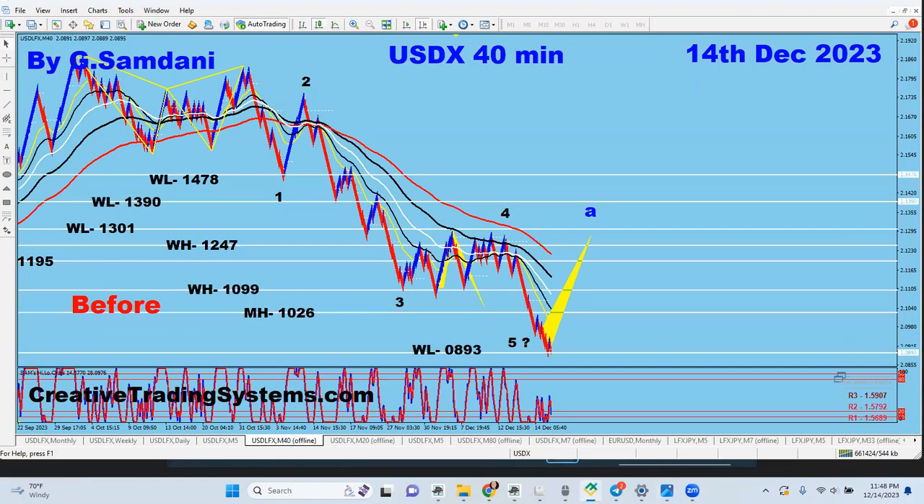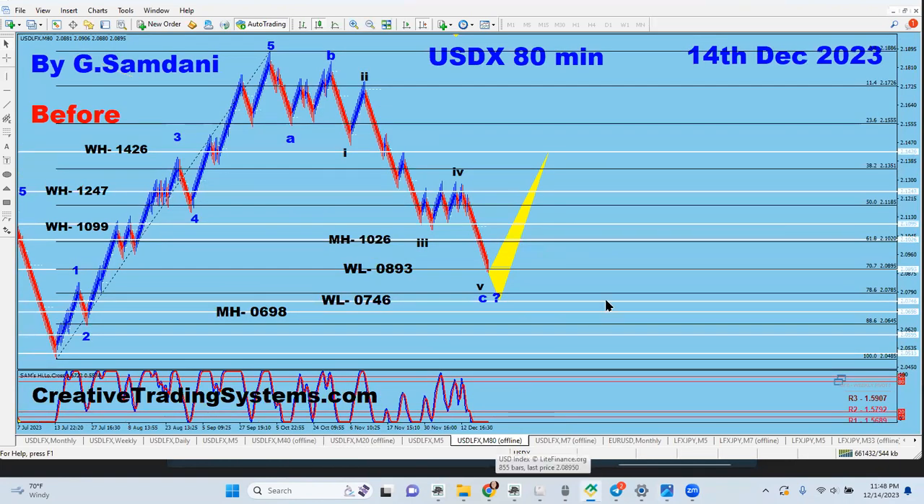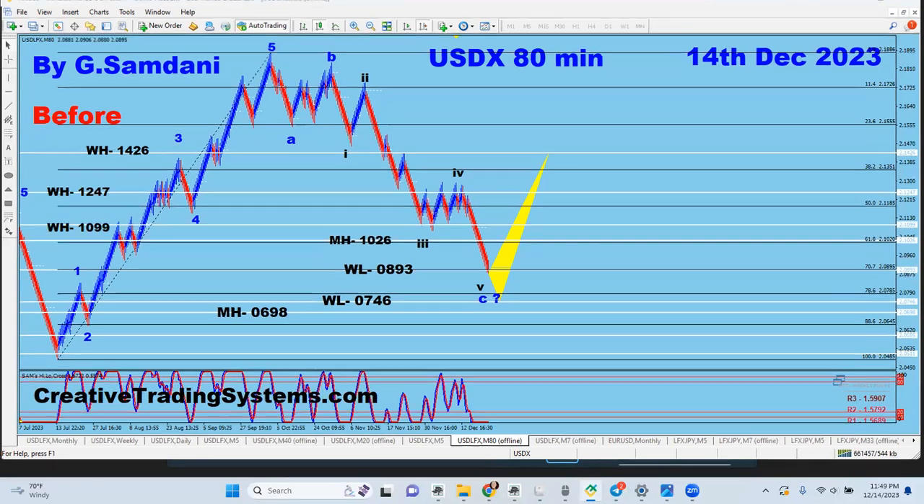So let's go take a look at the 80-minute live chart of US dollar index. Where the heck is that? Okay, here. Right, so we are there. I made the charts in this way so that maybe it's gonna bounce exactly from 0893 or somewhere in between 0893 or 0746. I'm expecting a turn back to the upside. Okay, so this is what happened.